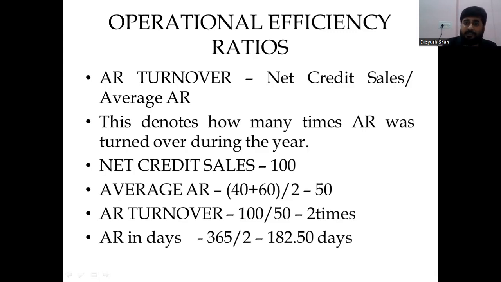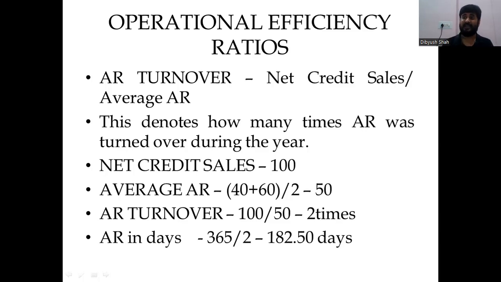For example, I took net credit sales of 100, and average AR, I took opening and closing, 40 plus 60 by 2, that's 50. AR turnover was 2 times. That means on an average, I was able to collect my entire accounts receivable only 2 times during the year. How do I calculate in days? 365 by 2, so 182.5 days. That is the average AR in days which is outstanding, or it takes me to collect AR.